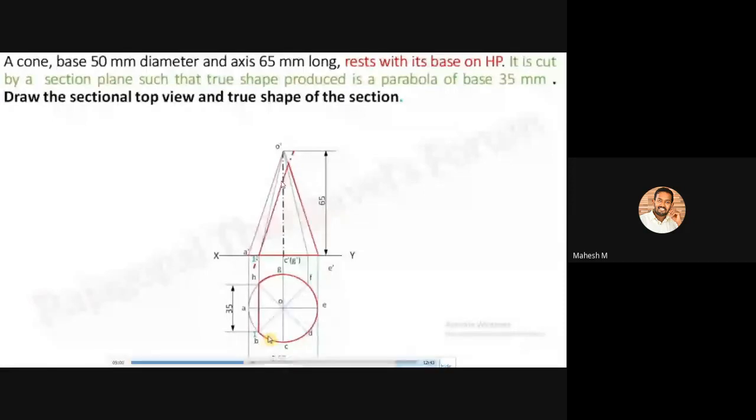Similar to that, this particular point is having the notation D dash and F dash. So here also it is 2 lines. So O dash to D dash is having one cutting point, and O dash to F dash is having another cutting point.